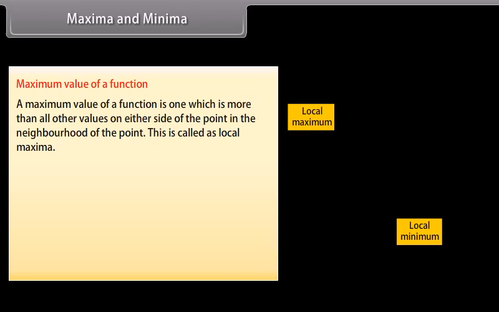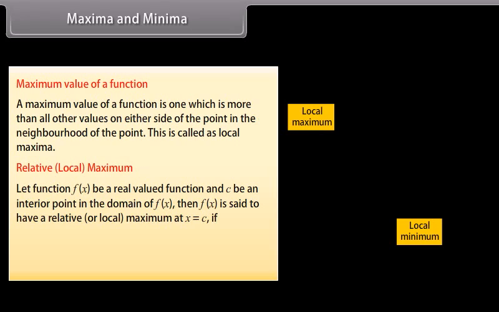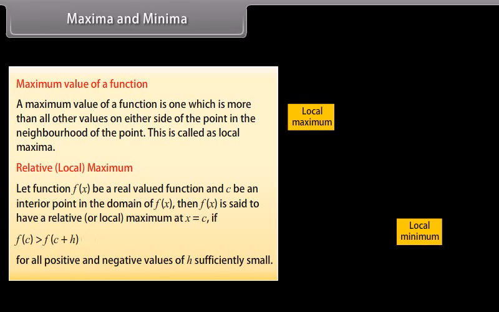Maxima and minima. Maximum value of a function. A maximum value of a function is one which is more than all other values on either side of the point in the neighborhood of the point. This is called local maxima. Relative local maximum. Let function f of x be a real valued function and c be an interior point in the domain of f of x, then f of x is said to have a relative or local maximum at x equal to c if f of c is greater than f of c plus h for all positive and negative values of h sufficiently small.